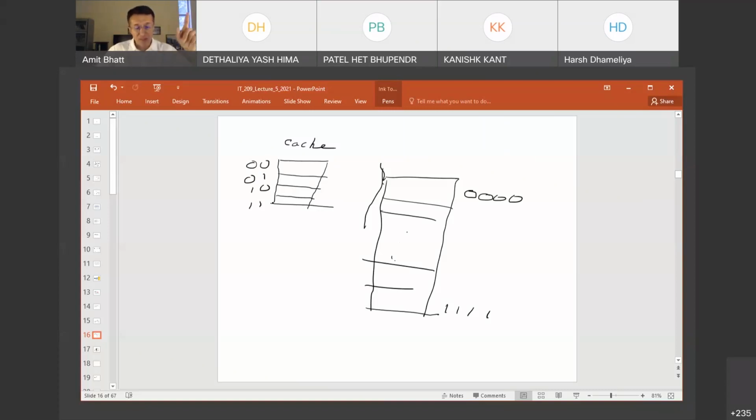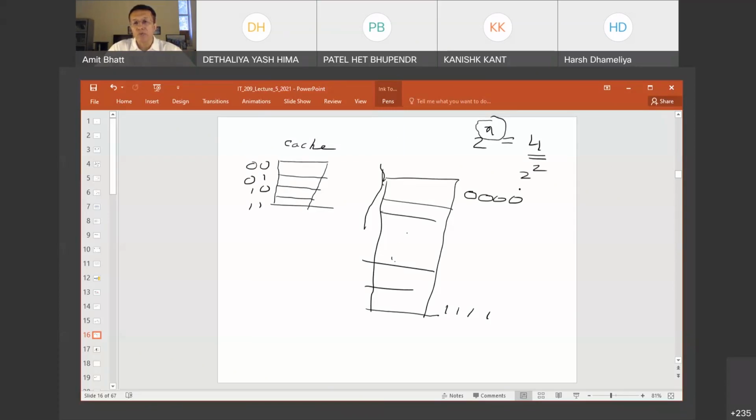Now just remember your DLD knowledge. Your DLD knowledge says that if you want to address 4 slots or 4 positions or 4 addresses, then you need to have something like this. These are the 4 slots you want to address. So how many bits should you have? The idea will be 2 raised to 2, right? So you require 2 bits.